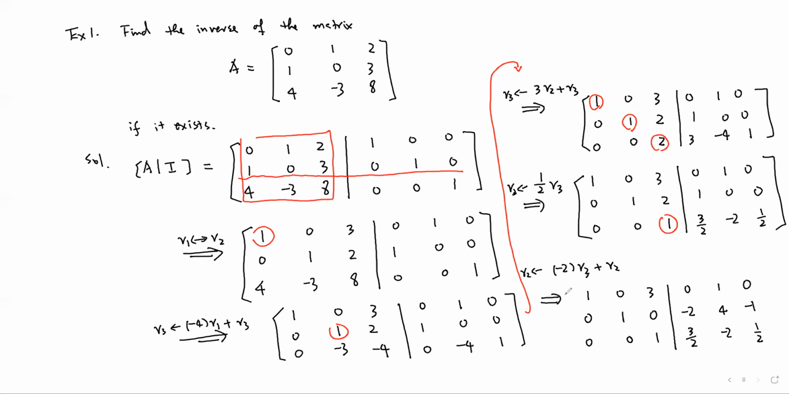Yeah, row 3. Now the last step: use this number to eliminate this number. -3 times row 3, add to row 1, and put the result in row 1. This operation only changes the first row. So the first row is 1, 0, 0.